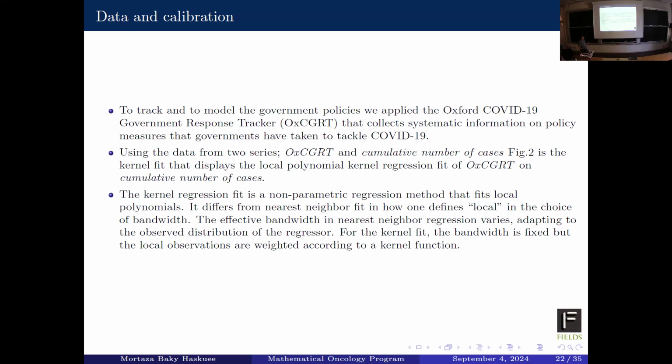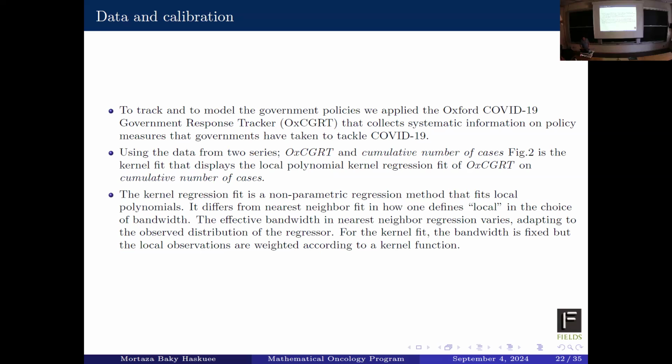So to track and model the government policies, we applied OX-CGRT, an index developed by Oxford University. This index shows the weighted average of the different indices. They assume sub-measures for that index, and they calculated the weighted average. Also, we can study different policy measures because the data is available.